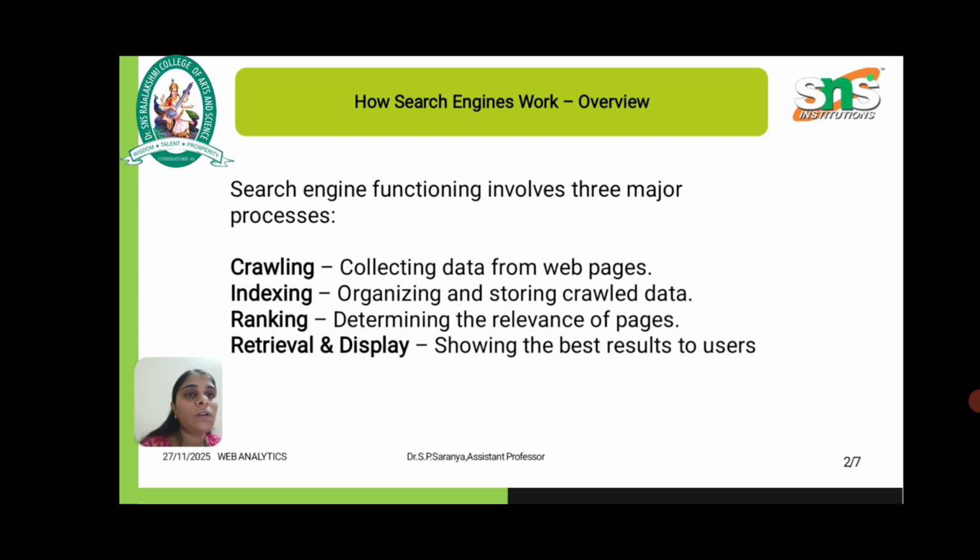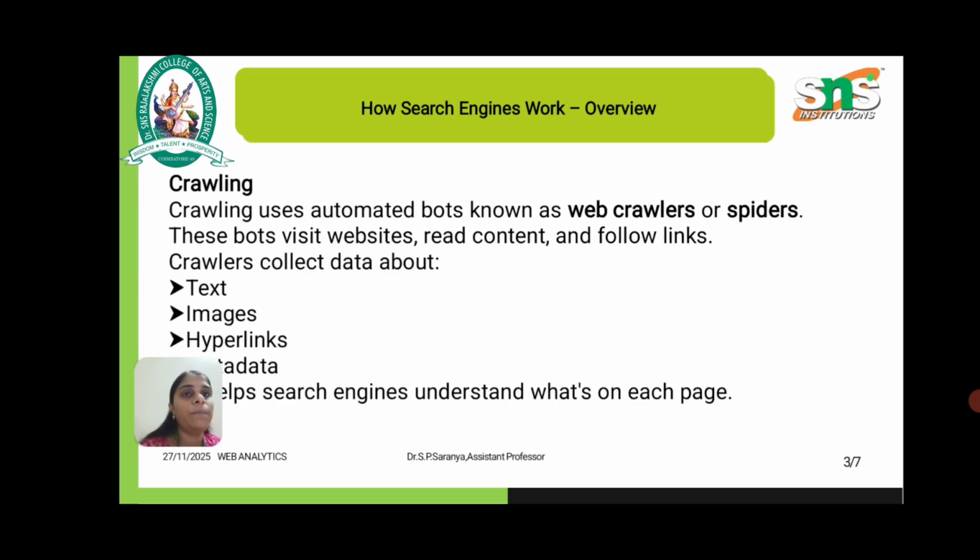The first one is crawling, that is collecting. As I already told, it's collecting data from web pages. Crawling uses automated bots known as web crawlers or spiders. Search engines send out small software programs known as crawlers or spiders, also called bots. These bots visit websites, read content and follow the links.